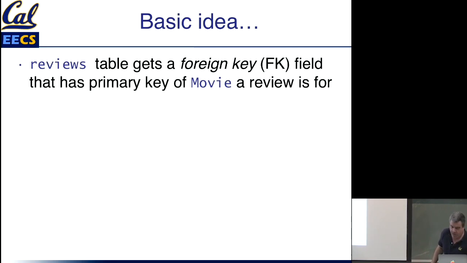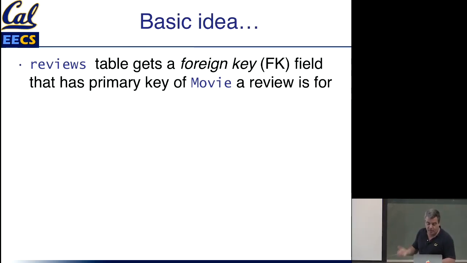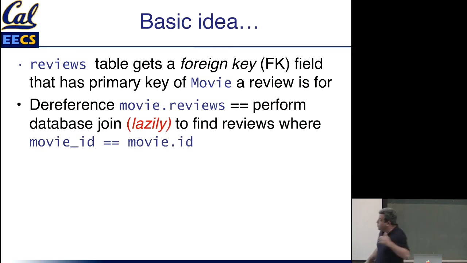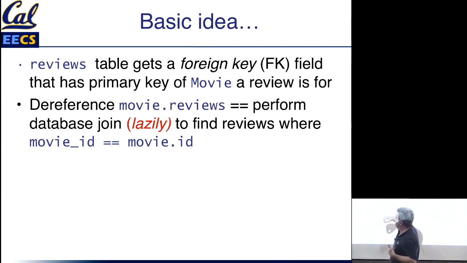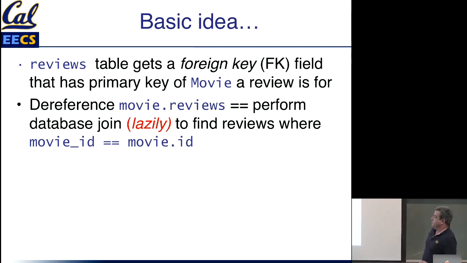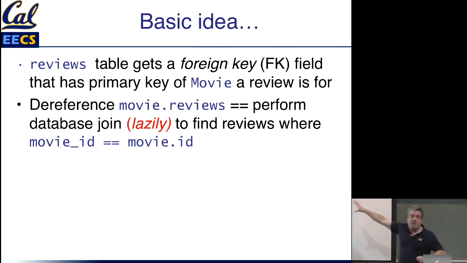Okay, so what does this look like? As we've seen, the review table gets a foreign key that has the primary key of the movie that the review is for. That allows a movie to have many reviews. So now, if movie is an instance of an ActiveRecord Movie, I can actually say movie.reviews. And I will get back an enumerable collection of all of the review objects that are reviews for that movie, because Rails will have done this join internally. It's going to look at the movies table, look at the reviews table, and pull out all records where the movie_id value matches the ID of movie, the receiver of that method. I say that it does it lazily, which just means that the join and the query are not actually done until you try to retrieve something from the collection.